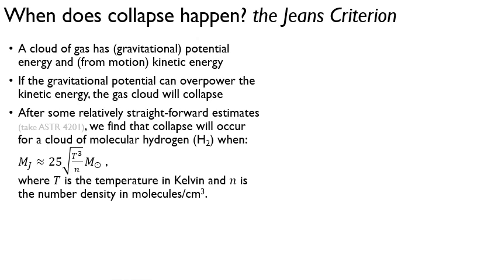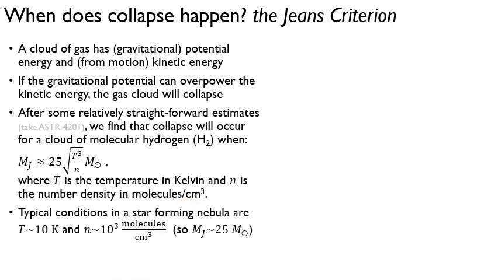If you do that, you'll find that a cloud of molecular hydrogen will collapse once its mass has met the so-called Jeans mass. For a cloud of molecular hydrogen, that's roughly 25 solar masses times the square root of the temperature of the gas cubed divided by the molecular density. So T here is the temperature in units of Kelvin, and n is the number density, so molecules per centimeter cubed.